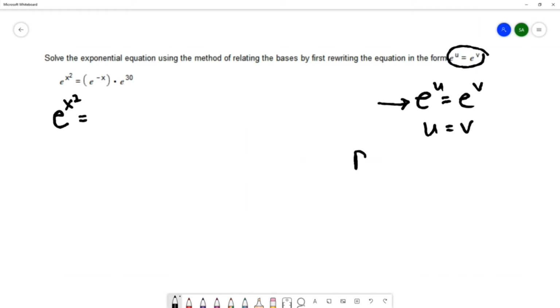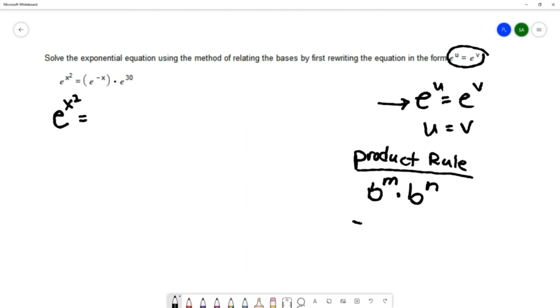So let me show you, this is the product rule for exponents. It says when you have b to the m times b to the n, when you're multiplying, it's called the product rule because we're multiplying with the same base. And when you do that, you can add the exponents. So we have the same base and we add the exponents.